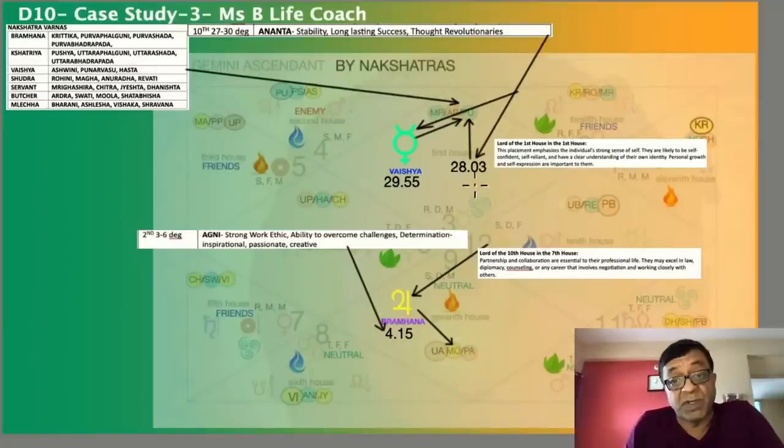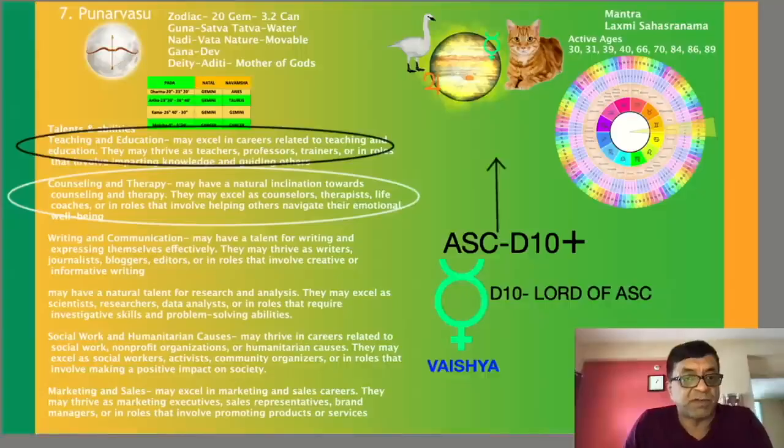Now let us see Punarvasu Nakshatra because there is a dominance of the Lord of the Ascendant as well as the Ascendant being in Punarvasu. Punarvasu is very strong here, obviously. So let us see how this affects her career path as a life coach. Okay, there you go. So there's Punarvasu.